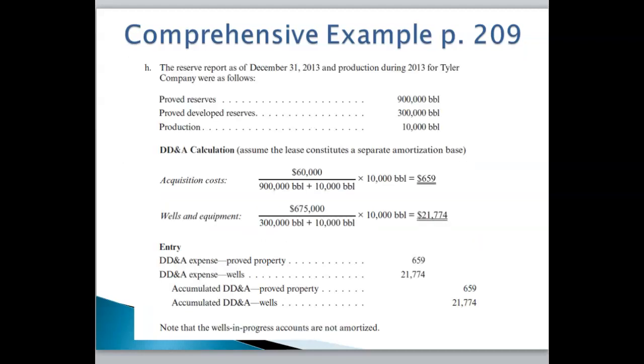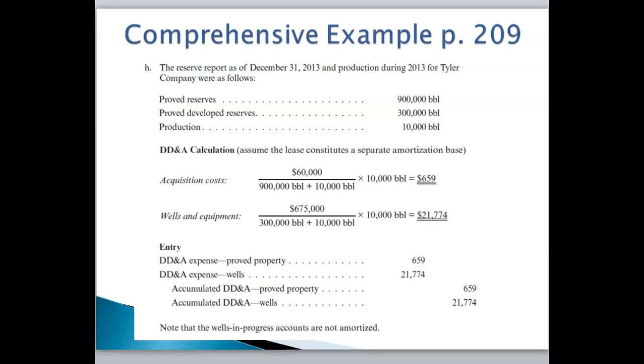At the end of the year, the reserve report as of December 31st and production during 2013 for Tyler Company are as follows. We have proved reserves of 900,000 barrels, proved developed reserves of 300,000 barrels, and production of 10,000 barrels. So to calculate our DDNA expense, for the acquisition costs of $60,000, we're going to divide that by the proved reserves plus production, so 900,000 plus the 10,000 barrels, times the amount of production of 10,000 barrels gives us $659.